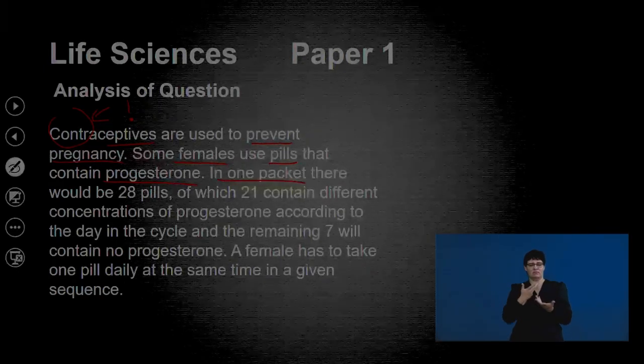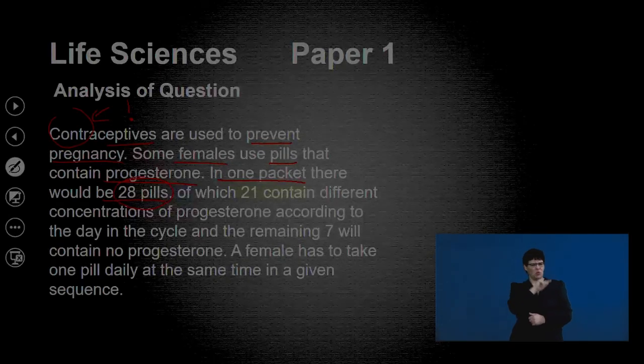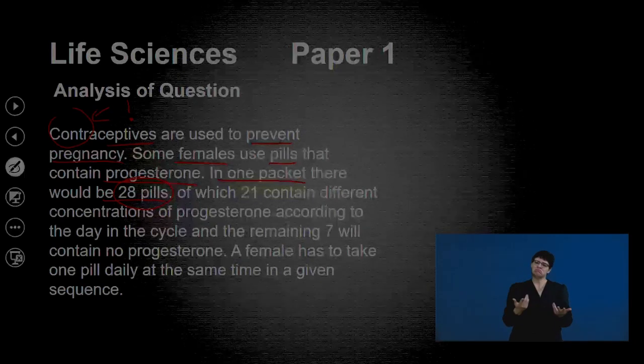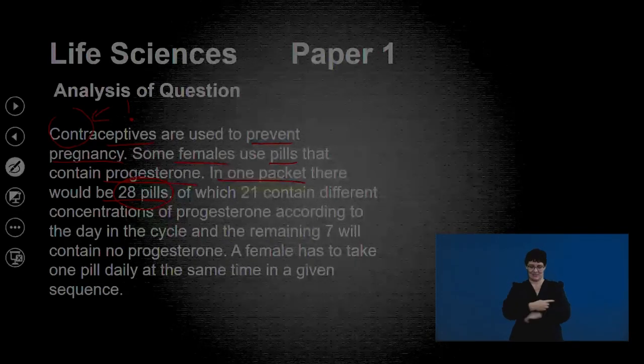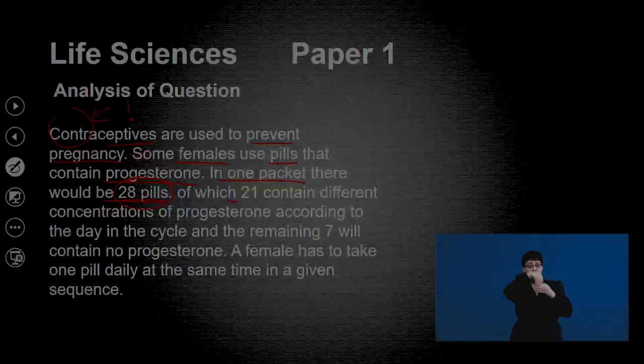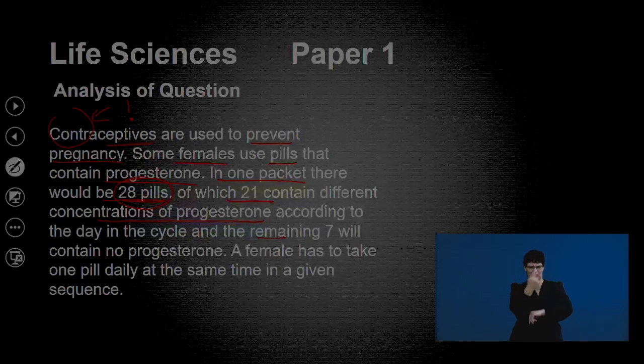In one packet of these, you will find that there are approximately 28 pills. And the reason why there are 28 pills is that the approximate duration of a complete cycle in a female reproductive system is about 28 days. And in these, you'll find that there are 21 pills that contain a different concentration of progesterone according to the day, as well as there are 7 that contain no progesterone.